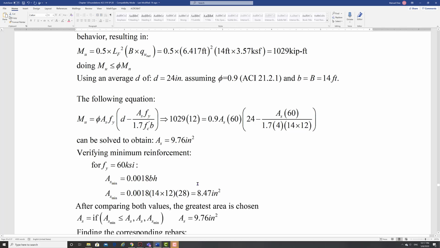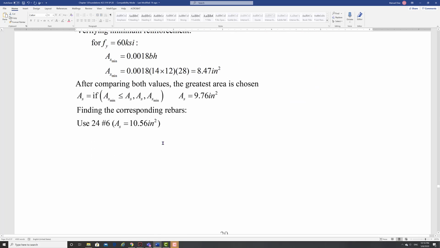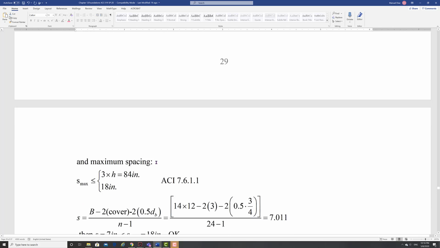Check my minimum. Again, remember this B here is your full B of the footing, because you're not designing per foot, you're designing for the whole width. So 847. Again, this is my MathCAD; it picks up the value and gives you the value that controls, which is the 976. So I looked and said, okay, 24 number 6s will give me 1056, which is more than that, and that satisfies this.